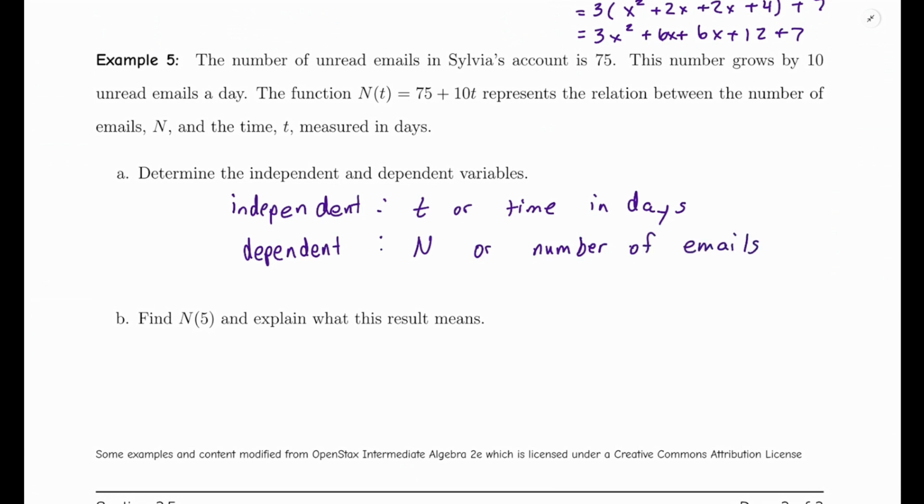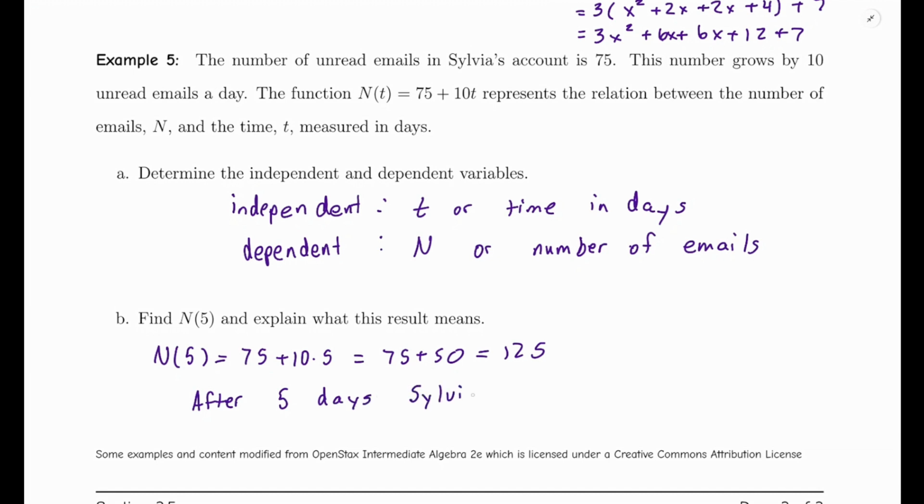Find n of 5 and explain what this result means. N of 5 would equal 75 plus 10 times 5, which is 75 plus 50, which is 125. What this means is after 5 days, Sylvia will have 125 unread emails.